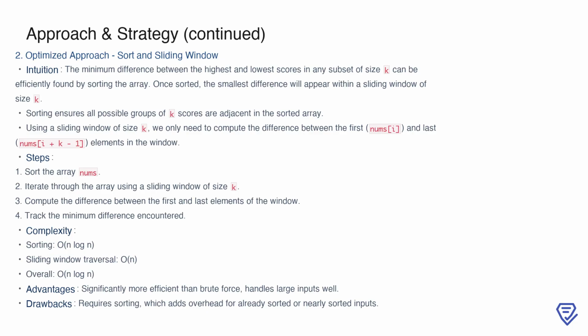The time complexity of this approach is dominated by the sorting step, which is O(n log n), followed by the O(n) traversal of the array using the sliding window. Together, this gives an overall complexity of O(n log n). This method is efficient and well-suited for larger inputs, though it does involve sorting the array, which may add overhead if the input is already sorted or nearly sorted.